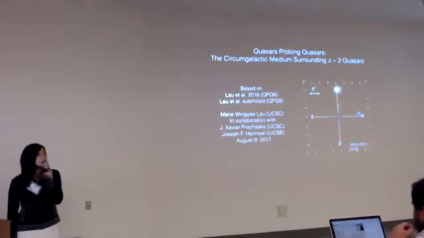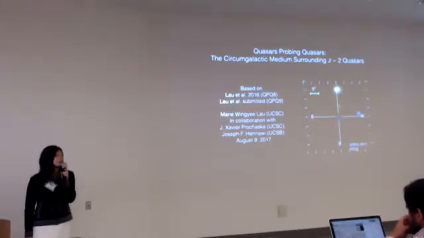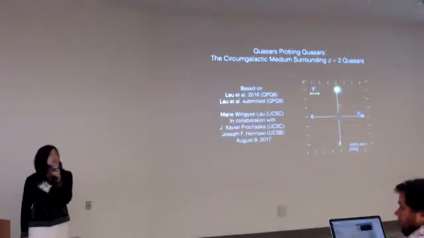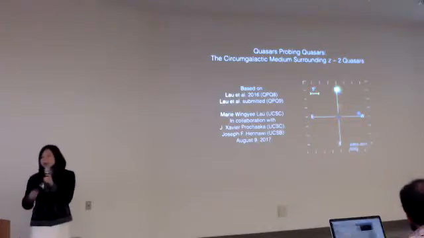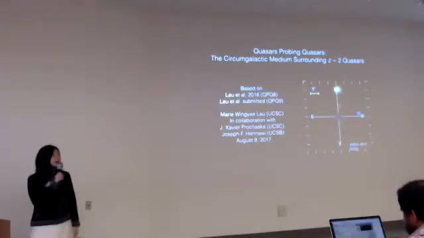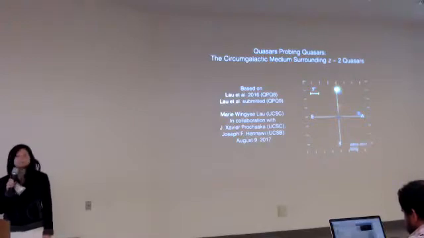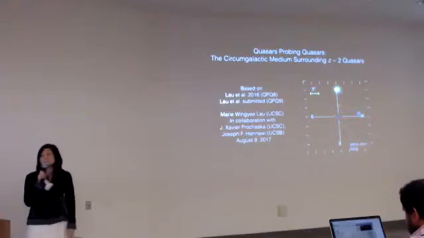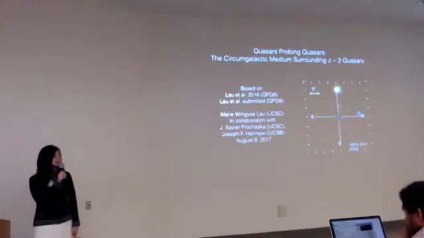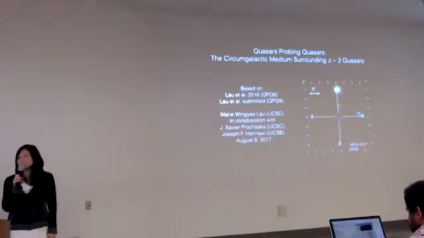The survey is ongoing. We select closely projected quasar pairs from Sloan and other surveys. The sightline to the background quasar probes the foreground quasar's host CGM. To date, in QPQ, we've confirmed 700 pairs to within 1 megaparsec separation.